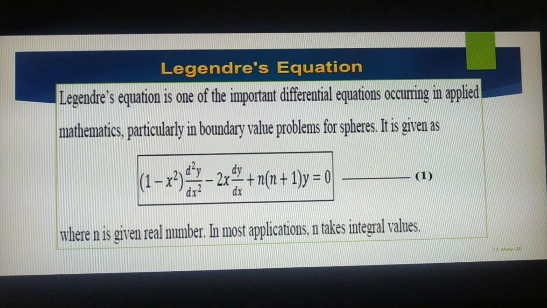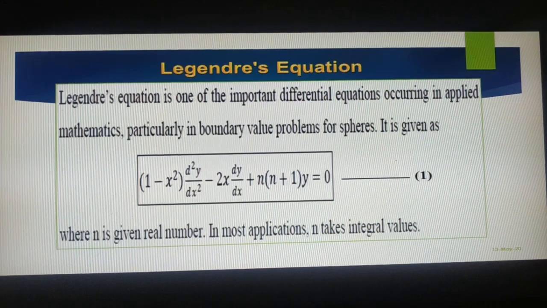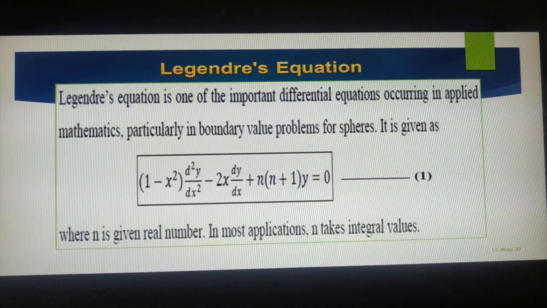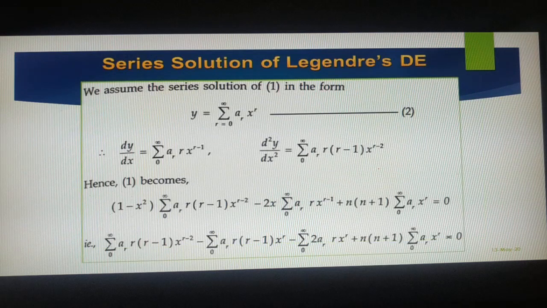Here the Legendre differential equation is of the form (1 minus x squared) d²y/dx² minus 2x dy/dx plus n(n plus 1)y is equal to 0. So we are trying to get the solutions with the help of series methods. In Bessel's differential equation, we used the Frobenius method to solve. Here we are simply using a power series.